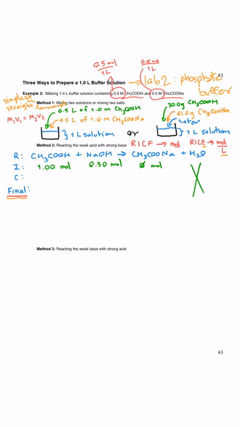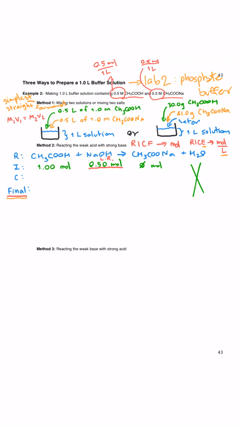Next, let's consider change. Change for the RICF table will not be the same as RICE. It will not be X because we will know the amount of change by looking at the species that is the limiting reactant. In this case, if you compare the amount of acetic acid and the amount of sodium hydroxide, you can see that the amount of sodium hydroxide that reacts with acetic acid is much smaller. Therefore, the sodium hydroxide is going to be our limiting reactant, which means that at the end of the reaction, the sodium hydroxide will be all consumed.